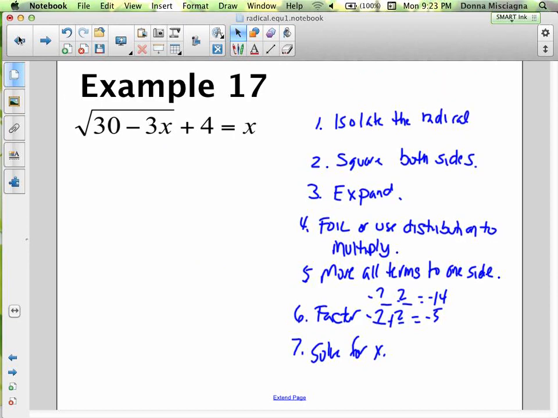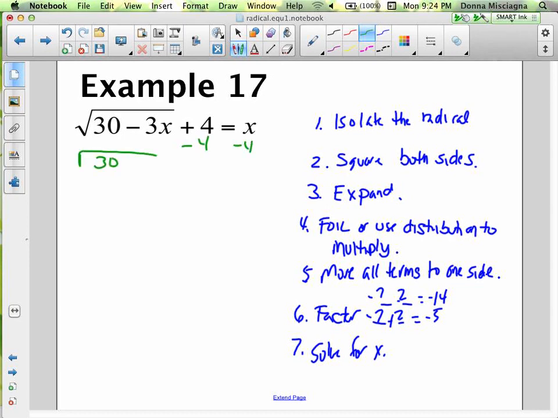All right, so we have 30 minus the square root of 30 minus 3x plus 4 equals x. All right, we've got to isolate our radical, so we're going to subtract 4 from both sides. So that gives us the square root of 30 minus 3x equals x minus 4. Now we'll square both sides, so we have 30 minus 3x equals x minus 4 squared. Square and square root cancel, so we have 30 minus 3x, and then don't forget to expand.